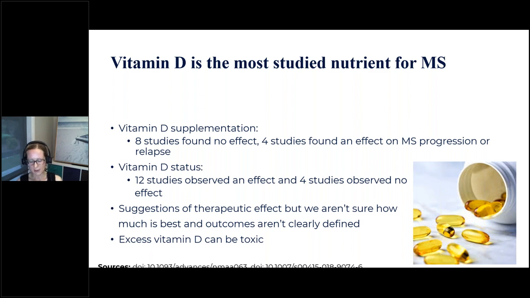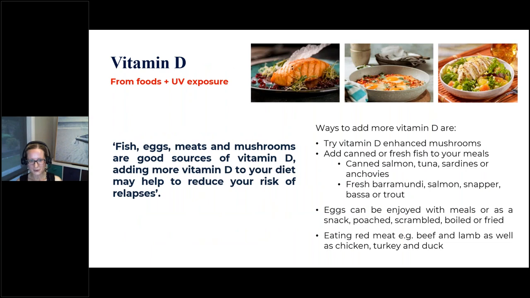Vitamin D, however, does also come from other sources. So we can get vitamin D from food sources as well, and we can also receive our vitamin D from being out in the sun and having some UV exposure, where the vitamin D actually gets converted in our skin.